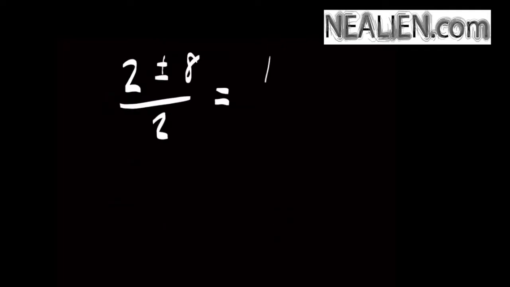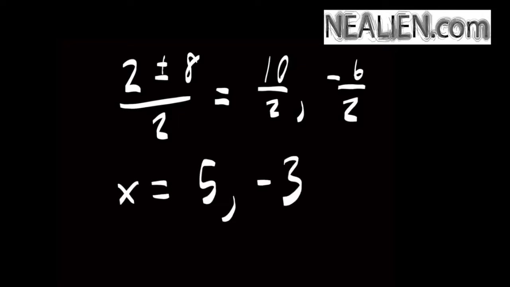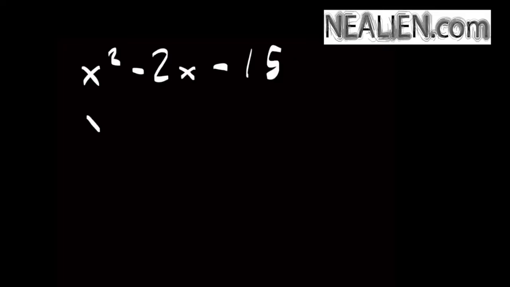That means we have 10 over 2 or minus 6 over 2. Those both are even numbers divided by 2, so they reduce to 5 and negative 3. Those are just the x coordinates, but since we have the equation equal to y equals 0 in the first place, we know that the y coordinates are both going to be 0. So it's 5, 0 and negative 3, 0 for the solutions.